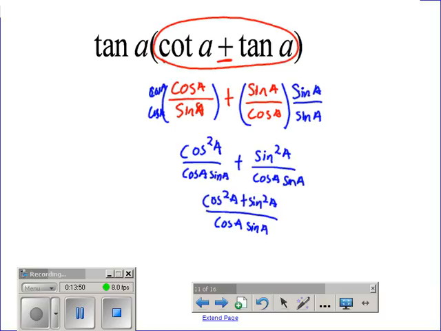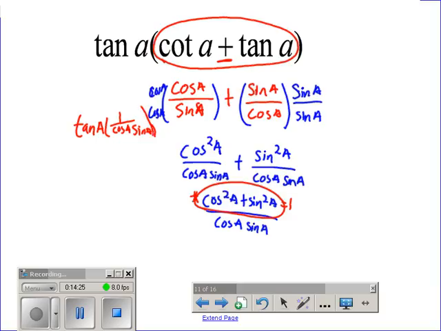Now I see a squared, and that tips me off that this might be a Pythagorean identity, and it is. This whole thing on the top becomes just 1. So now we go back to our beginning, where I can write this as tangent A times 1 over cosine A sine A.